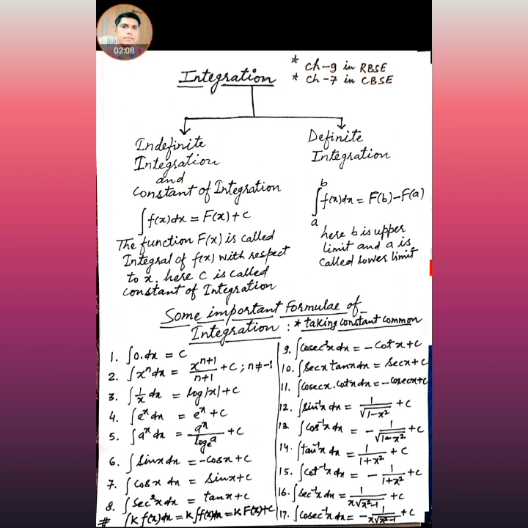Integration of sin inverse x is equal to 1 upon root 1 minus x square plus C. Integration of cos inverse x is equal to minus 1 upon root 1 minus x square plus C. Integration of tan inverse x is equal to 1 upon 1 plus x square plus C. Integration of cot inverse x is equal to minus 1 upon 1 plus x square plus C. Integration of sec inverse x is equal to 1 upon x into root x square minus 1 plus C. Integration of cosec inverse x is equal to minus 1 upon x into root x square minus 1 plus C.